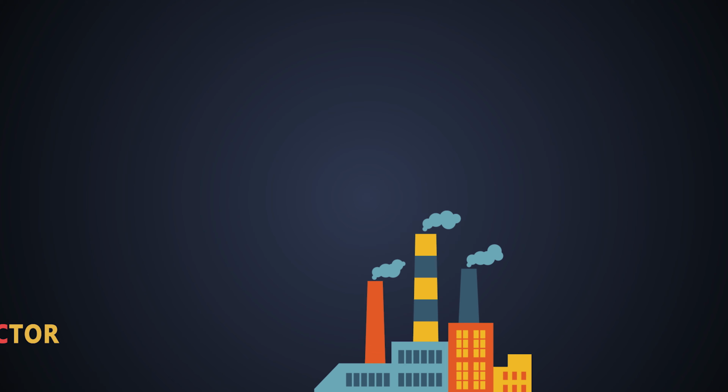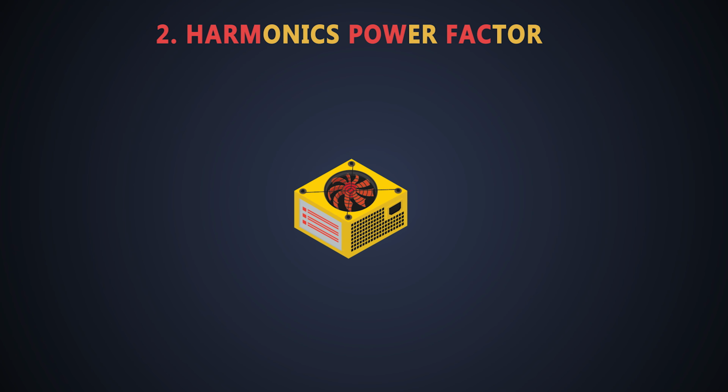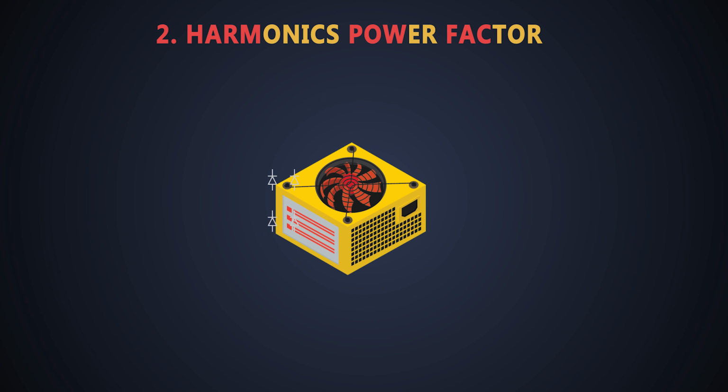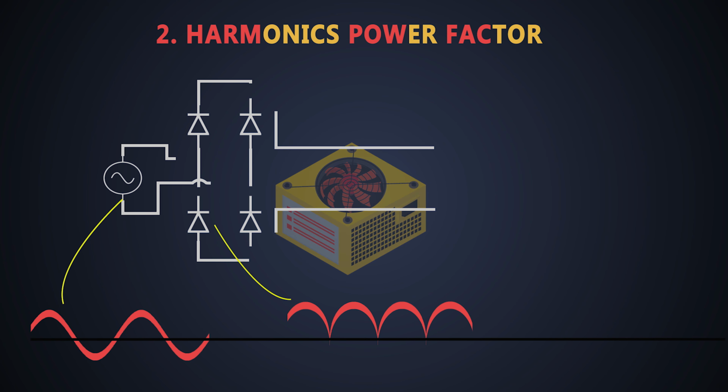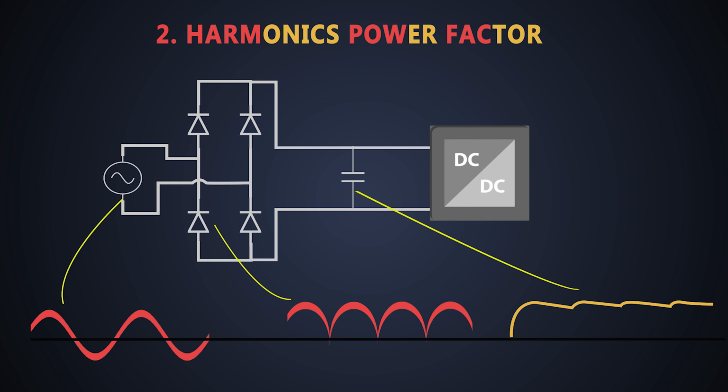There is one more type of power factor, which is the harmonics power factor. It occurs in the power supplies which are situated in our electronic appliances. In power supply, no matter if it is a linear power supply or switch mode power supply, there is a bridge rectifier at the input which rectifies the AC sine wave, and there is a capacitor connected after the bridge rectifier which filters out the AC components. This big capacitor gives the DC voltage to the DC to DC converter, and this DC to DC converter steps up or down this voltage according to the output requirement.